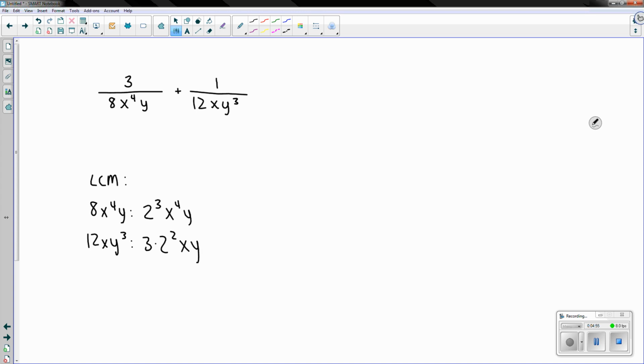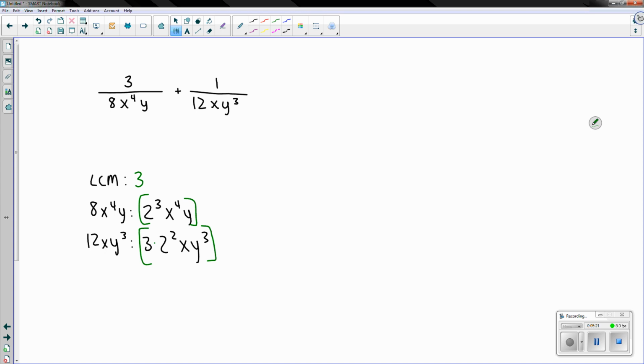Now when taking the least common multiple, what are the uncommon factors? So both of these factorizations, right? So now we're comparing the factorizations. They both have 2's, x's, and y's. So the only thing not shared is the 3. So that must be included. Uncommon factors must be included in the least common multiple.